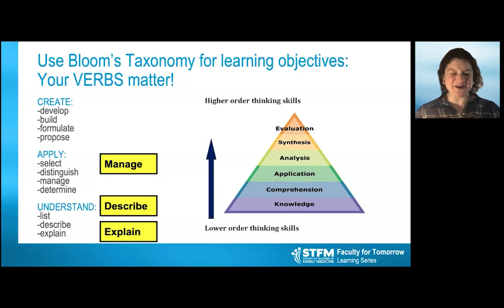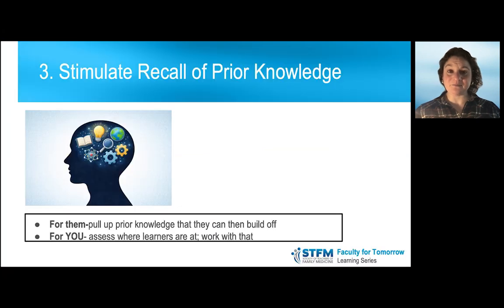Again, we're going to go over this soon in the future, but cases are key to really having learners apply things. Okay. Number 3 in Gagné's 9 instructional events is we want to stimulate the recall of prior knowledge.